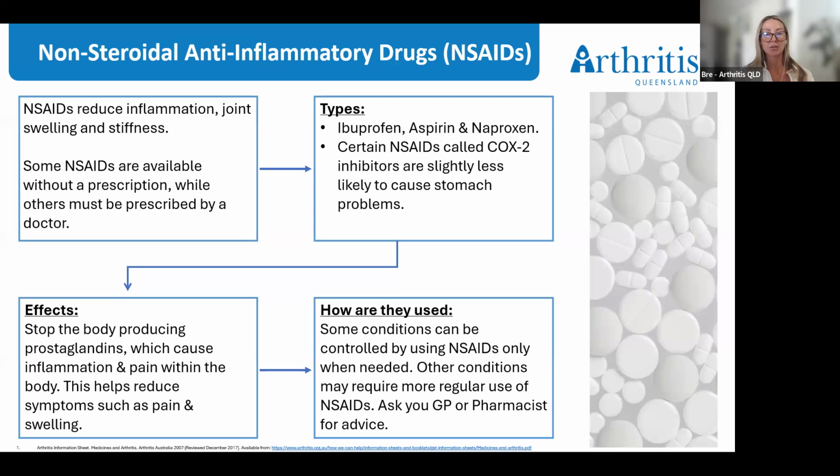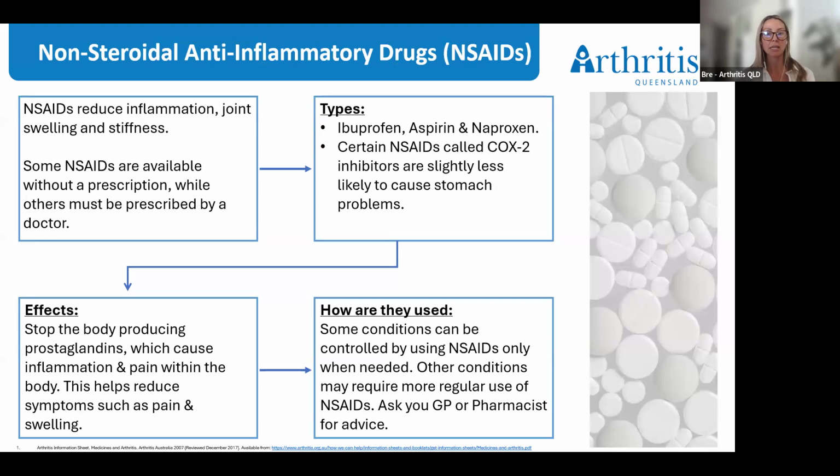So how can they be used? Some conditions can be effectively controlled by using NSAIDs only when needed. Other conditions may require more regular use of NSAIDs, but your doctor or pharmacist will give you the best advice on how to take them for your condition and how to reduce the dose of NSAIDs if your pain has eased. So there are multiple different ways that NSAIDs can be taken.